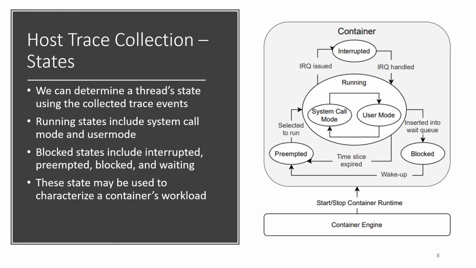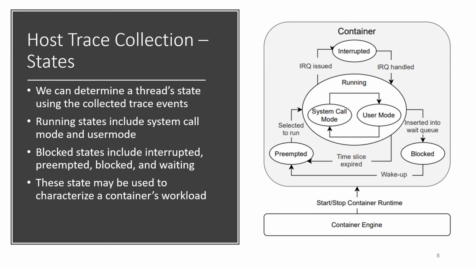Throughout its execution, a thread may be switching between several different execution states, and using the collected trace data, we can determine the ordering and duration of these state sequences. So we have two different running states, including system call mode and user mode, and these two states simply differ in the level of privileges that are required for that thread's execution. We also consider a couple of block states, including interrupted, preempted, blocked, and waiting.